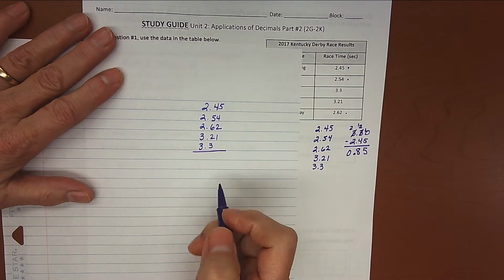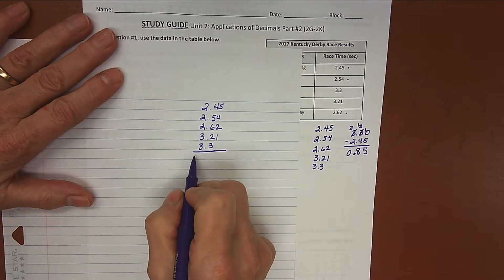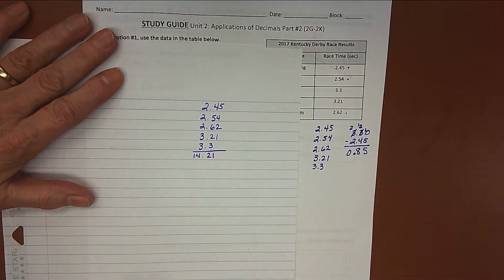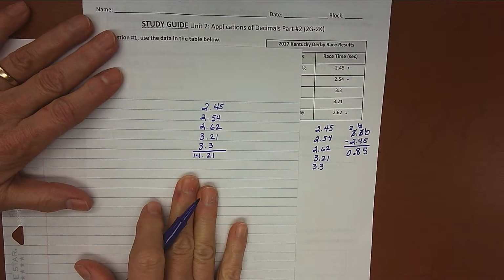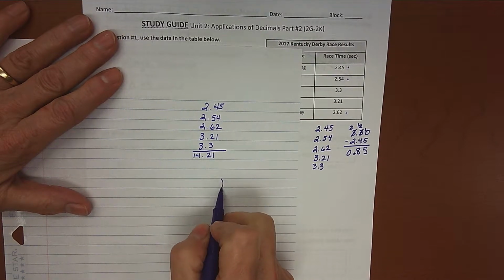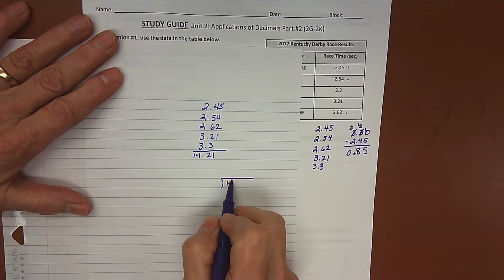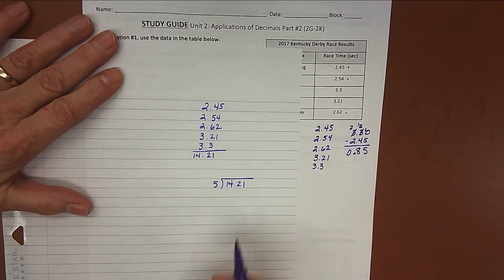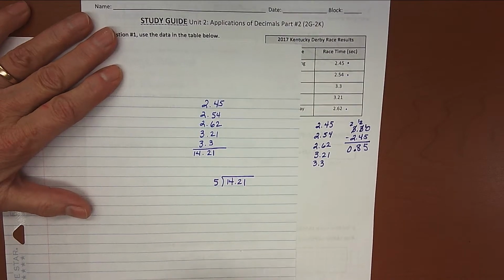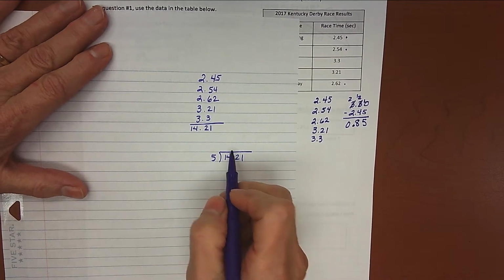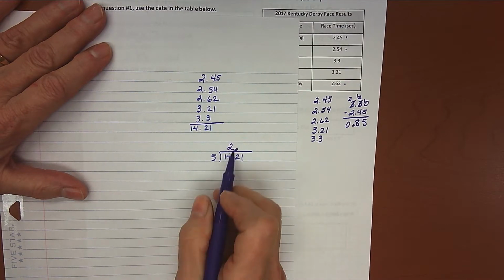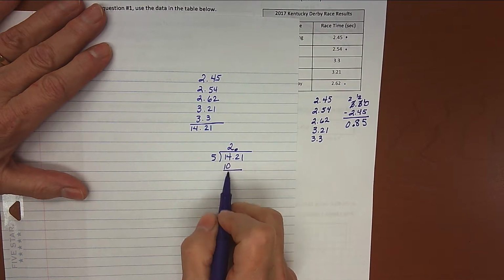When I add all those up, I get 14 and 21 hundredths. Then I'm going to take that 14 and 21 hundredths, and I'm going to divide that by 5, because there were 5 pieces of information in my data set. And so 14 divided by 5 is going to be 2. Bring that decimal point up there. 10, subtract, and I get 4.